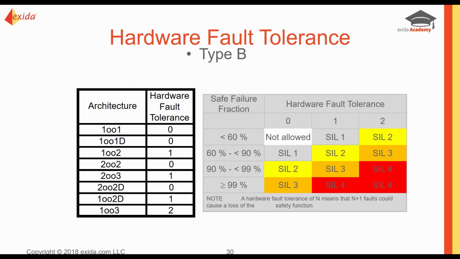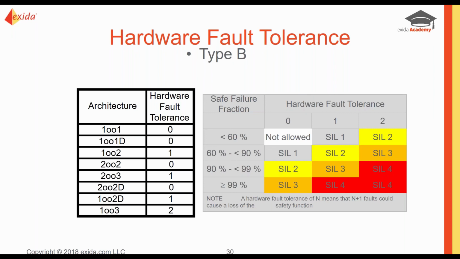This is for type B, 1H, because it has a safe failure fraction there. And so we can see if you have a safe failure fraction of, say, 75%, SIL 1 has a hardware fault tolerance of 0, so it could be a 1 out of 1 or 1 out of 1D. You could have a 2 out of 2 or a 2 out of 2D.